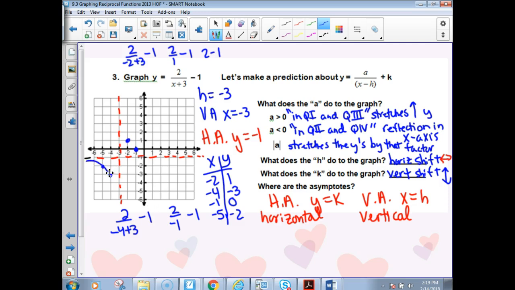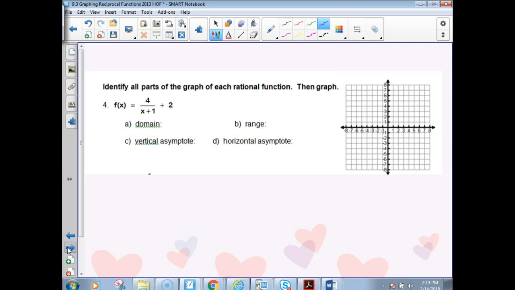So you're going to have to show proper end behavior. Try to hit the points and run along the asymptotes and put arrows on it. Okay, next one. Identify all the parts of each graph. All right, we got to turn your page, I believe, for number 4.